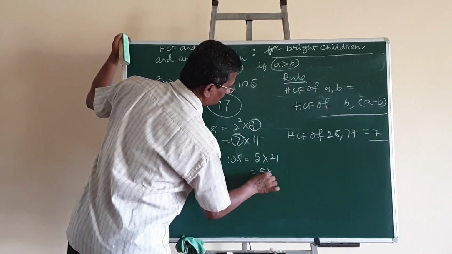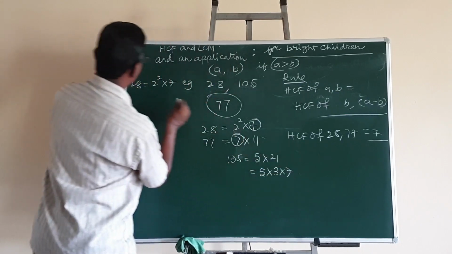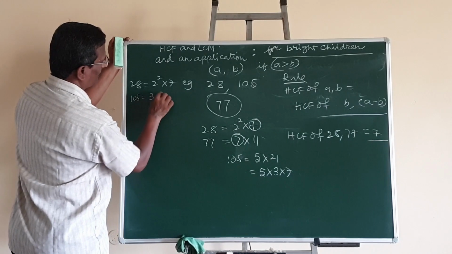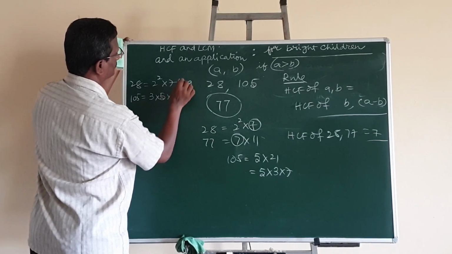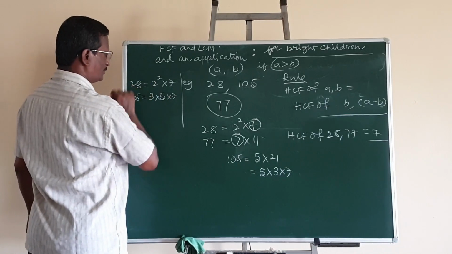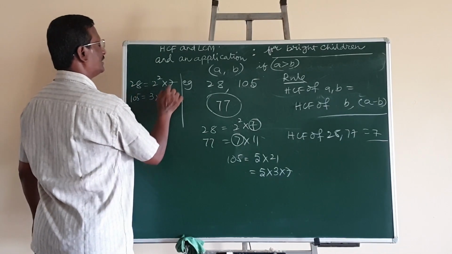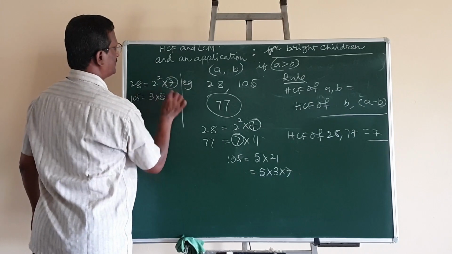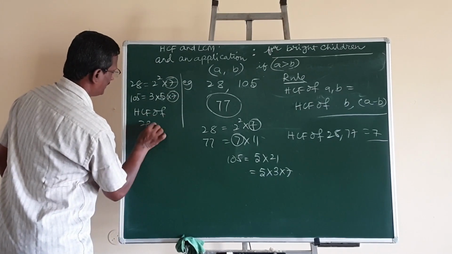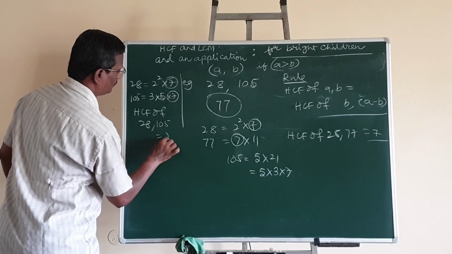This is 5 into 3 into 7. 105 is equal to 3 into 5 into 7. 2 square we don't have. 3 here we don't have. 5 we have here, we don't have here. So only 7 is the common factor. Therefore, HCF of 28, 105 is equal to 7.